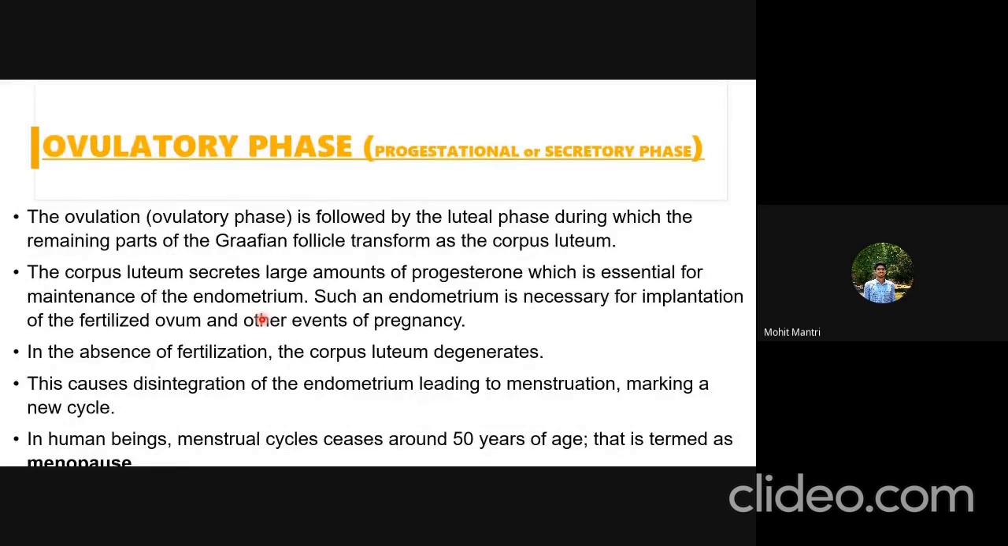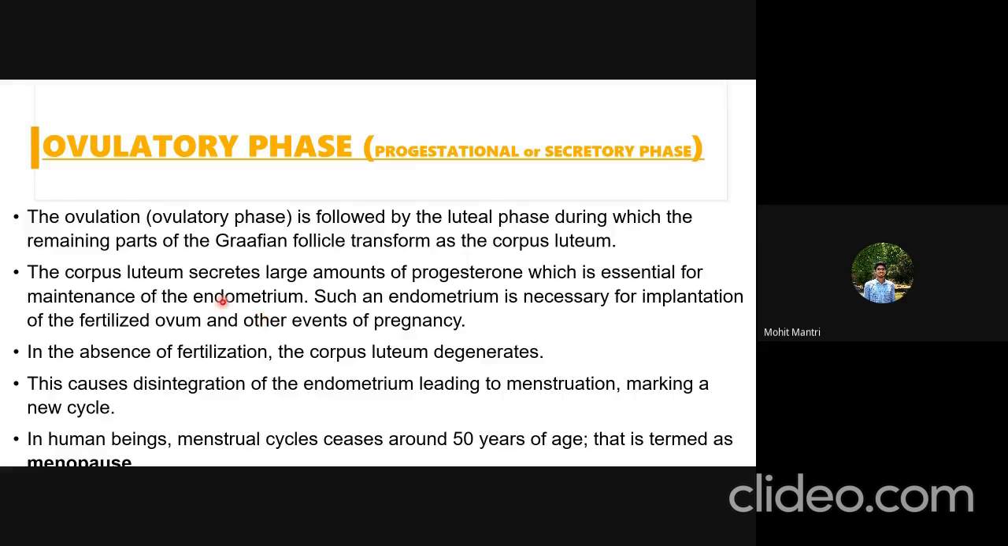Then comes the ovulatory phase, which is also known as the progestational phase or secretory phase. This is known as the progestational phase because progesterone is the main hormone in this phase, and the secretory phase because secretion of estrogen and progesterone by the corpus luteum takes place, and also the glandular tissue of the endometrium develops in this case.